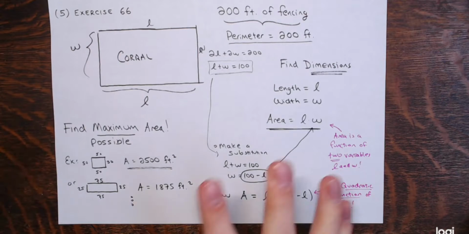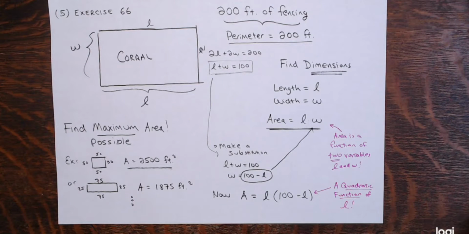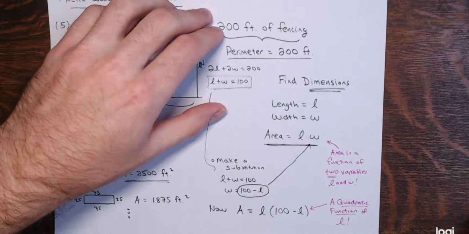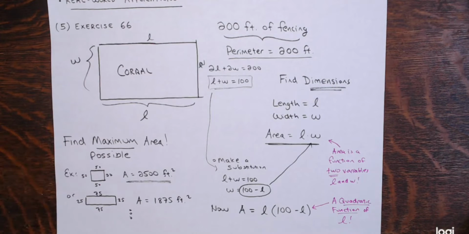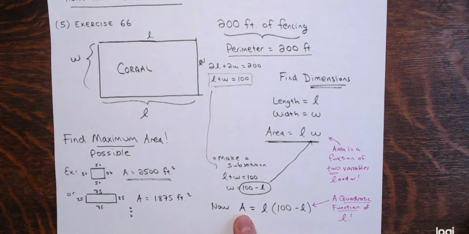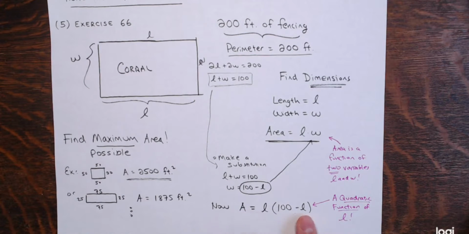So this is going to be happening in a lot of these real-world problems in this section. You're going to be given certain information that you'll use to make a substitution into what you want to maximize or minimize. And after you make that substitution, the thing you want to maximize or minimize is going to be a quadratic function of a single variable. And now what I want to do is find the maximum value of A. All right, watch this.